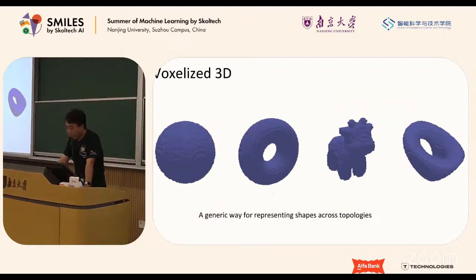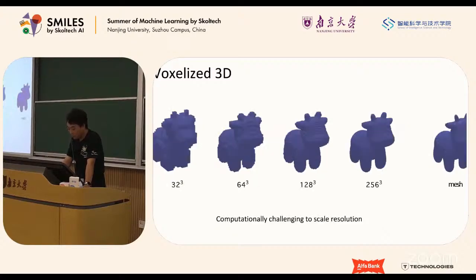So voxel grids are generic. The same structure can represent objects with different topologies and multiple components. But the most important limitation is that the resolution is important.